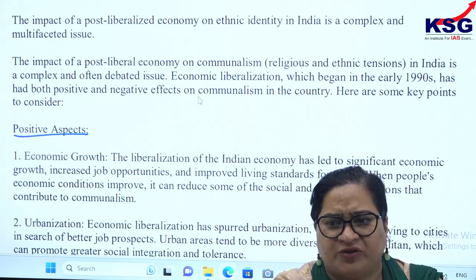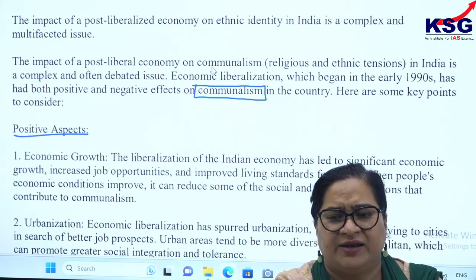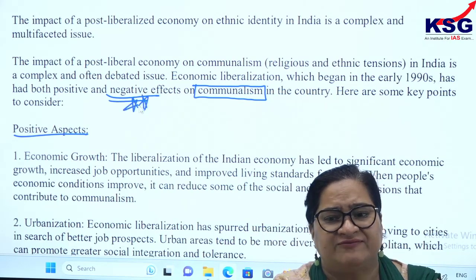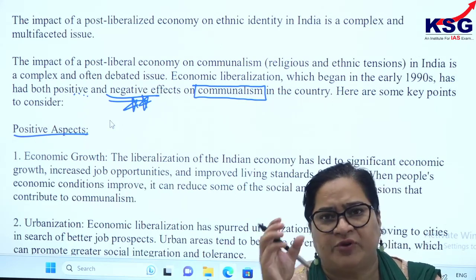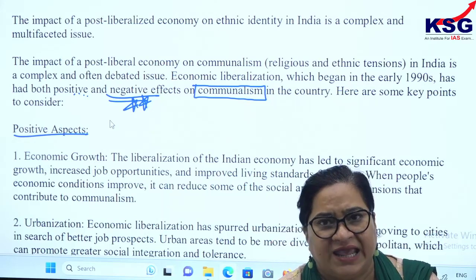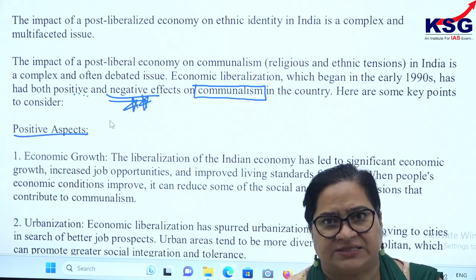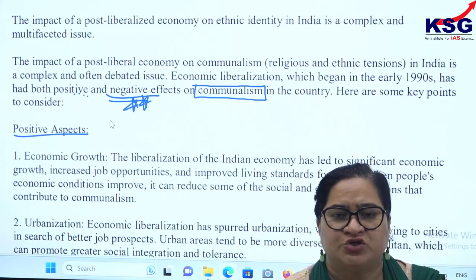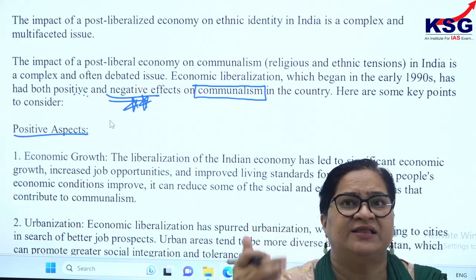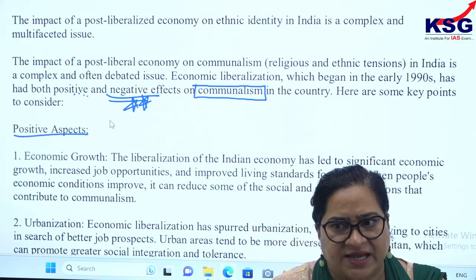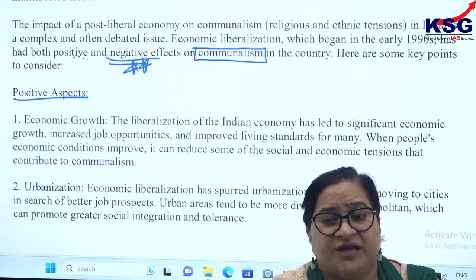Now, this component of communalism, let me explain this dimension again. Communalism, I will encourage you to write more on the negative side, less on the positive side. What is communalism? Communalism is coming from the root word community. In the name of your community, when you regiment and you consider that your community is better than the rest, this community identity can be based on language, religion, region, whatever. So when you consider that your community is better than the rest, this insight related to one's community is referred to as communalism.